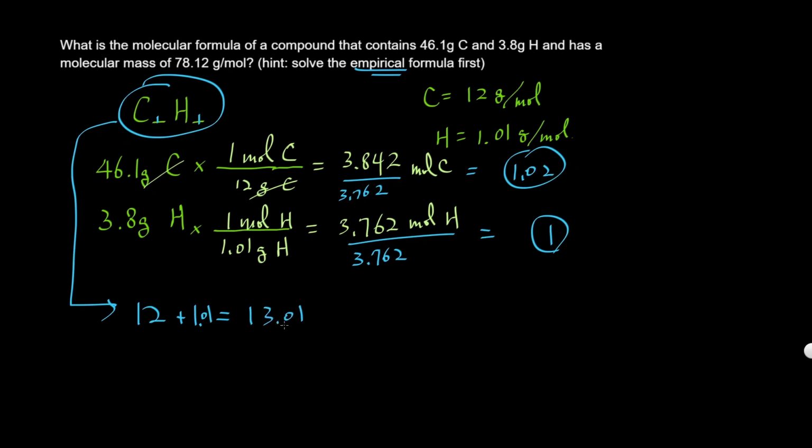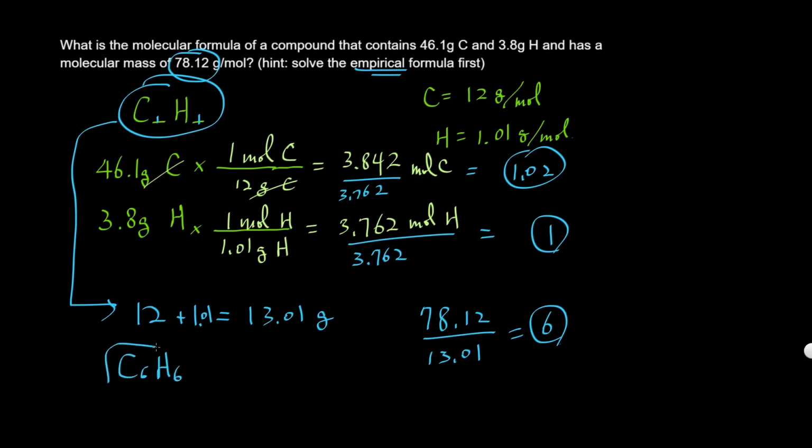That's 13.01 grams. Now I need to figure out how many of these can fit into 78.12. So I'm going to do 78.12 divided by 13.01 to see how many factors there are. There's about 6. So you put 6 in each, so it's going to be C6H6. That has a molar mass of 78.12 and still maintains that 1 to 1 ratio. So this will be your molecular formula, C6H6.